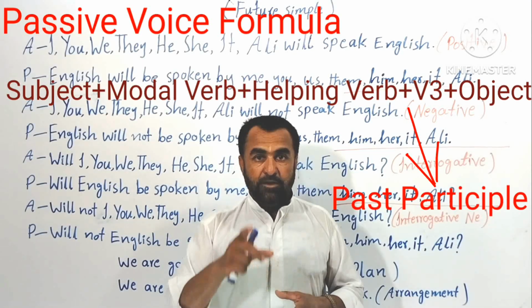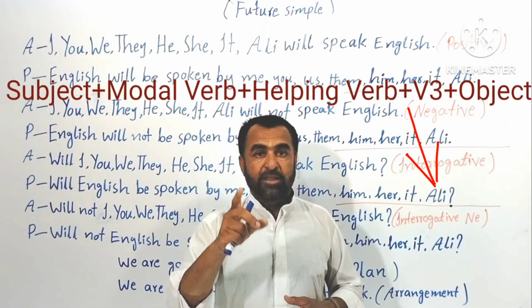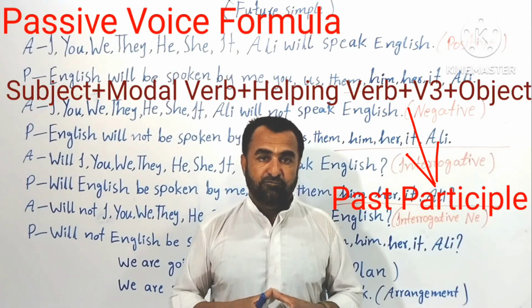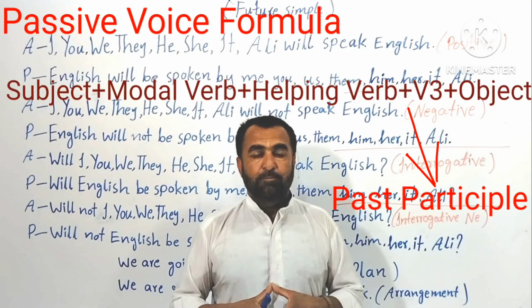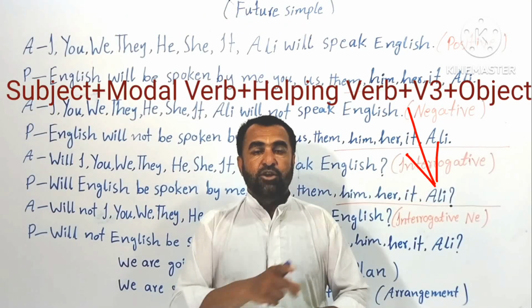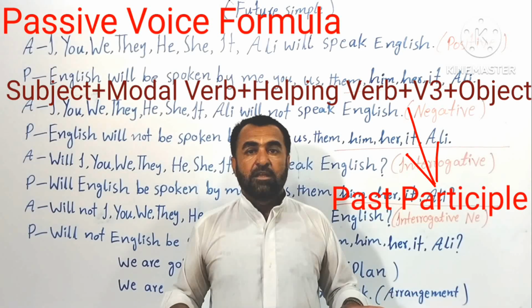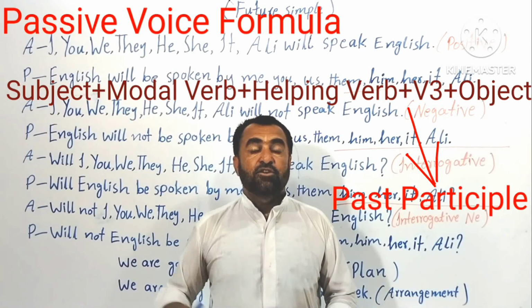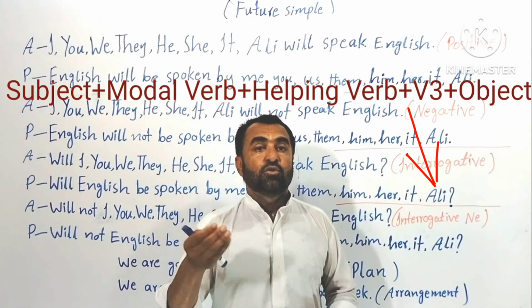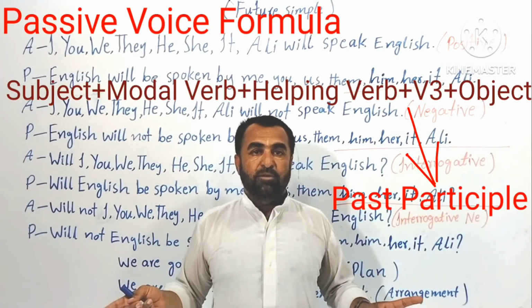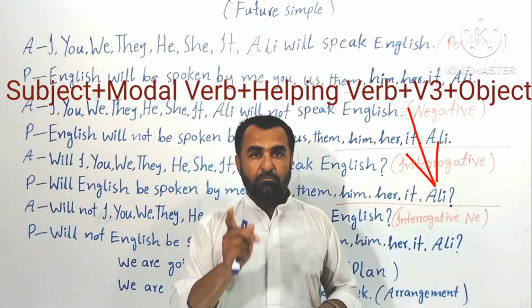So the main verb in passive voice must be in the third form of the verb, I mean past participle. You cannot use any other forms of the verb in any part of the tense, whether that is past, present, or even future. You cannot use any other forms of the verb as the main verb in passive voice. Understood? Mark my words.